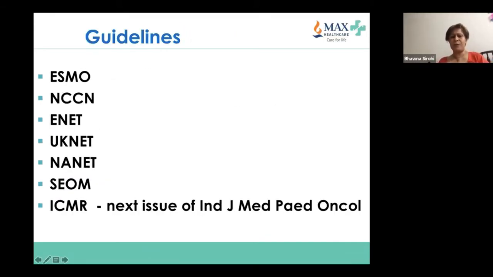All of you should go on PubMed and look at these guidelines: ESMO, NCCN, ENET, UKNET, North American Neuroendocrine Tumor, the Spanish, and we also have the Indian Council of Medical Research guidelines, which is going to be published in the next issue of IJMPO, which I co-chair the committee with Professor Shrikhande from Tata Hospital, and we finished the guidelines a few months ago.